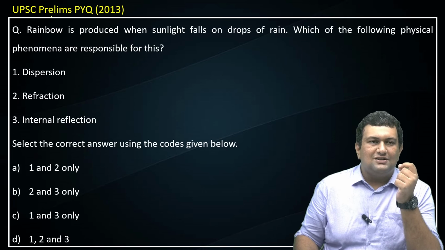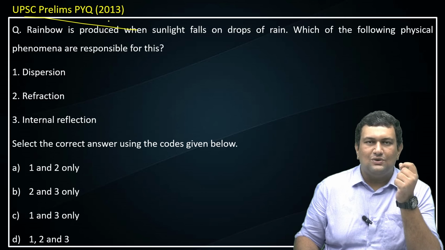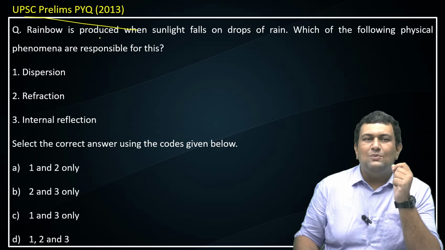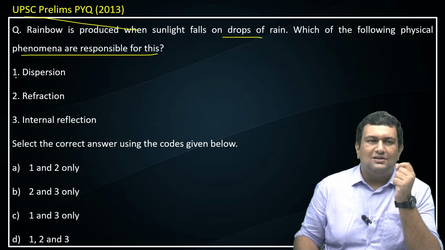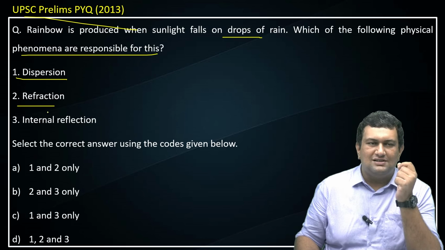Now we'll see a practice question. It's a PYQ from UPSC 2013. The question is: rainbow is produced when sunlight falls on drops of rain. Which of the following physical phenomena are responsible for it? The first one is dispersion, second is refraction, third is internal reflection. All three are responsible. So the answer will be option D, 1, 2, and 3.